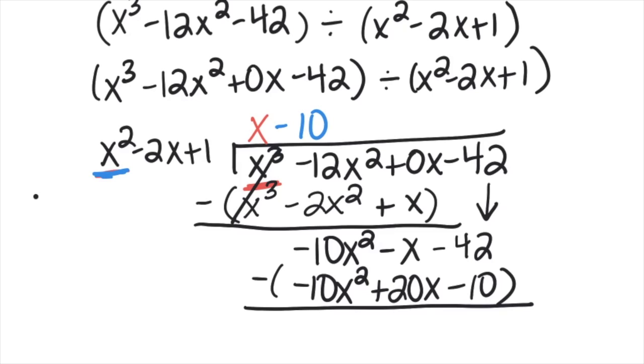So negative 10 minus negative 10 should cancel. We have negative x minus negative 20, so that's going to give me negative 21x. And then negative 42 minus negative 10 is going to give me minus 32. And then I start the question over again. What do I need to multiply x squared by to give me negative 21x?